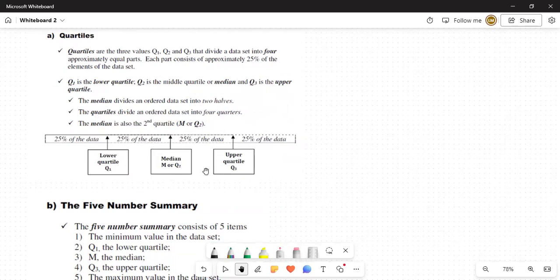The median just divides it into two halves. So the equation that we normally use here to find the position is n plus 1 over 2. And then this one here is divided into 4 quarters, so we just say n plus 1 over 4. This is your Q1. This is just the position. When you have the position, then you put it in.